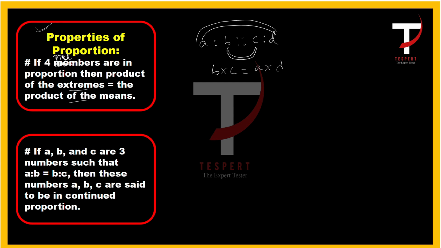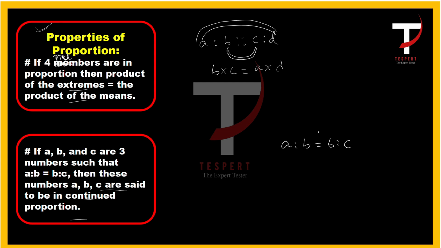What is the second property? If A, B and C are three numbers such that A is to B is equal to B is to C, then these numbers A, B, C are said to be in continued proportion, right? So if A is to B is equal to B is to C, then these are known as continued proportion.